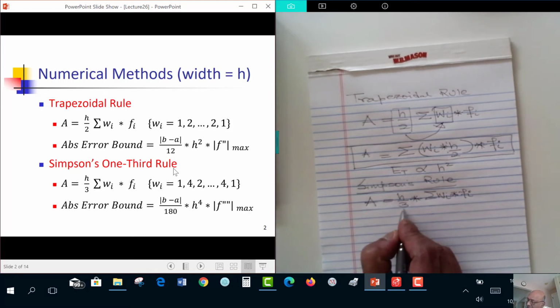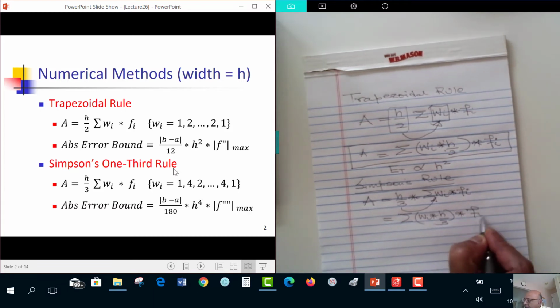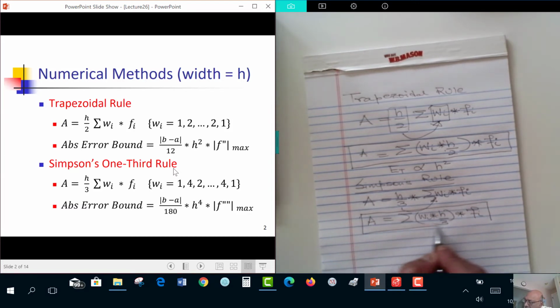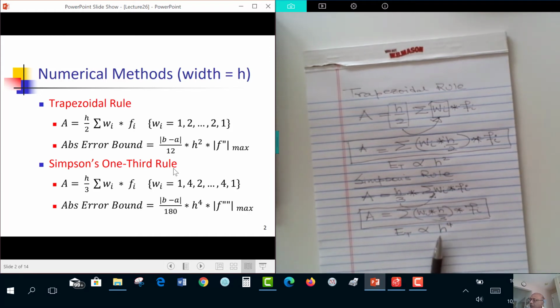So again, if we move this h by 3 factor inside and incorporate it into the weights, our area becomes basically a weighted sum. And this time our truncation error is proportional to h to the power 4. So just by changing weights, notice we can reduce truncation error, and that's a very big key.